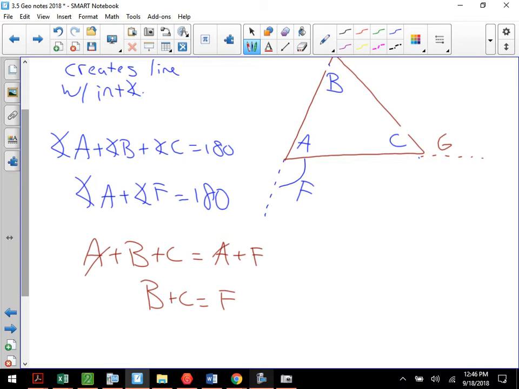Yeah, it's super easy once you get going. Just remember that if you're an angle on the outside, you equal the sum of the two you don't touch. That's really all there is to it. You remember that?